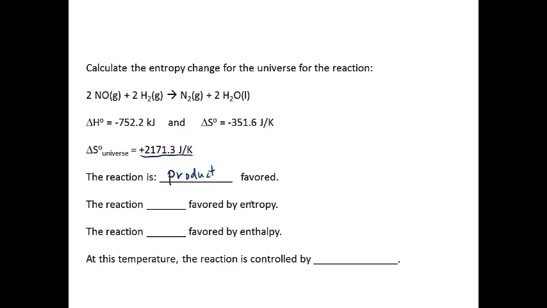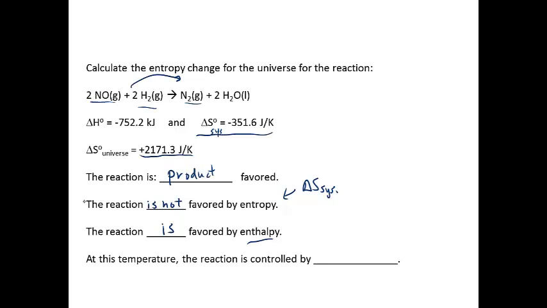From an entropy point of view, delta S for the system, the reaction is not favored by entropy because the entropy change for the system was negative. This makes sense because it's got 4 moles of gas on the left, 1 mole of gas on the right. So from an entropy point of view, the reaction doesn't really want to happen. But the reaction is favored by enthalpy because the enthalpy is giving energy to the surroundings, which increases the entropy of the surroundings. And so at this temperature, this is a kind of logic that you need to get used to thinking about.